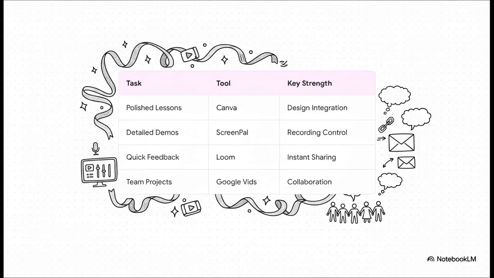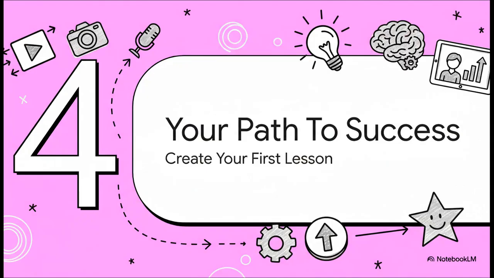So this table really breaks it all down. The most important thing here is to choose based on your goal, right? So if you need a beautiful, polished lesson that has animated graphics, Canva is your best bet, hands down. If you need to show a really detailed software demo with you drawing on the screen, ScreenPal gives you all that control. Need to send super fast personal feedback? Loom's instant share link is completely unbeatable for that. And for any kind of collaborative student project, well, Google Vids is the clear winner because of how seamlessly it works with Google Drive. So, you now have the knowledge and you have the toolkit.